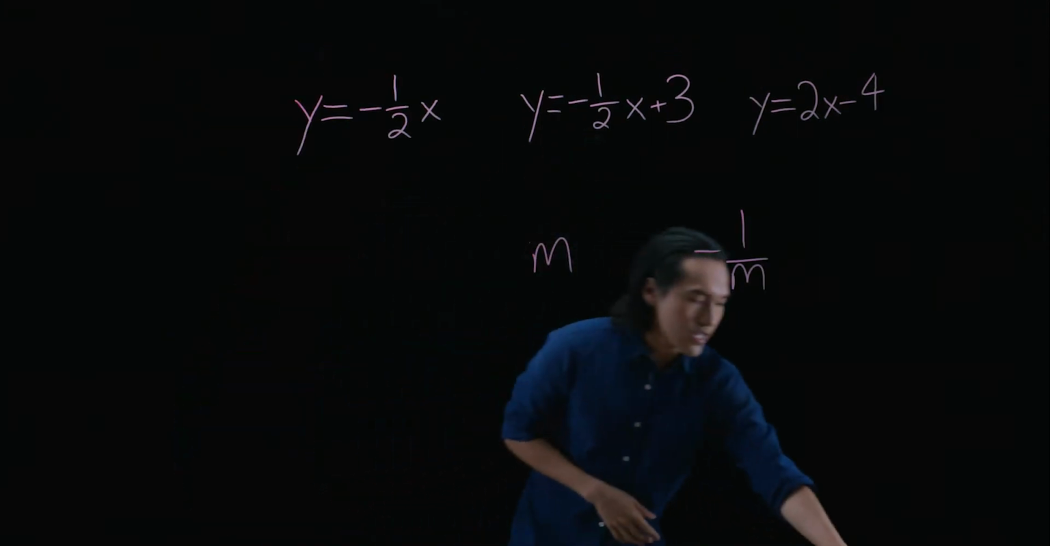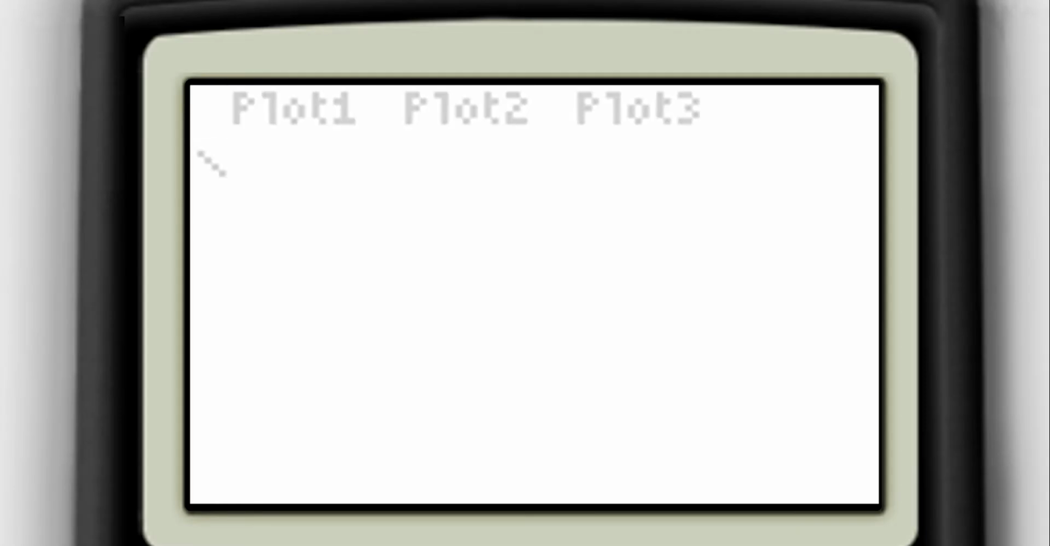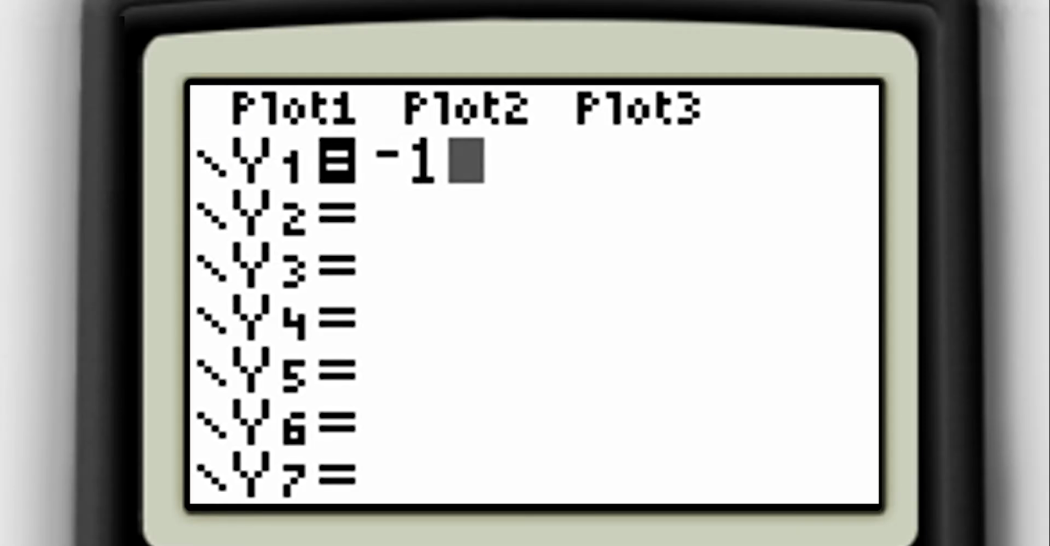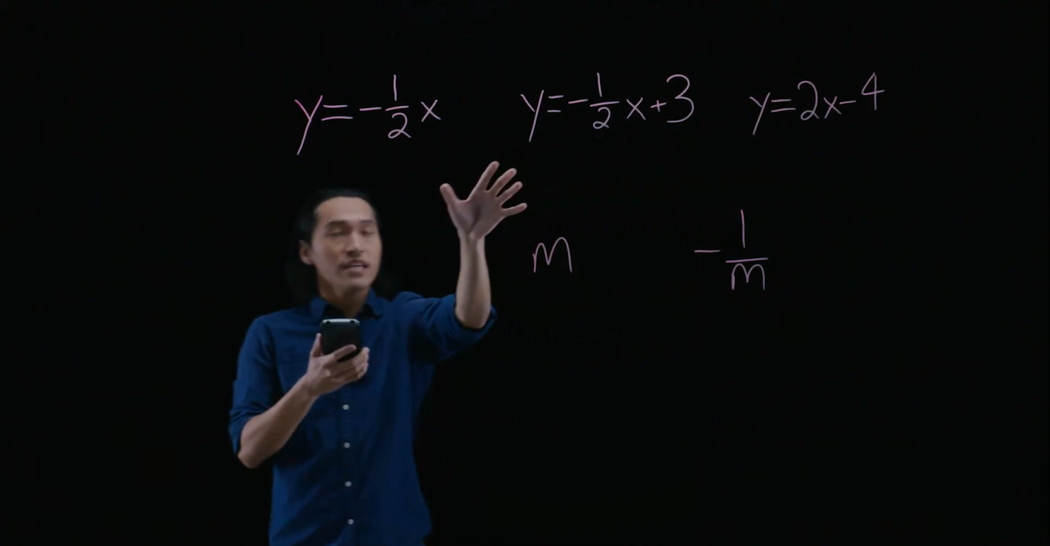And of course, we could use the graphing utility to check our answers to make sure. So we turn it on, go to y equals, and plug in these three equations: negative 1/2 x, y equals negative 1/2 x plus 3, and 2x minus 4. After we type these three in and we graph it, we should see three lines pop up. These two lines are parallel, meaning they will never touch. And this line crosses both of these two lines at a 90 degree angle, a right angle. So this would be perpendicular to these two.